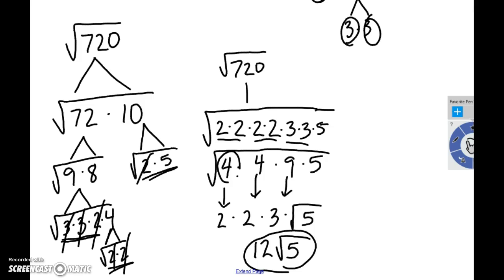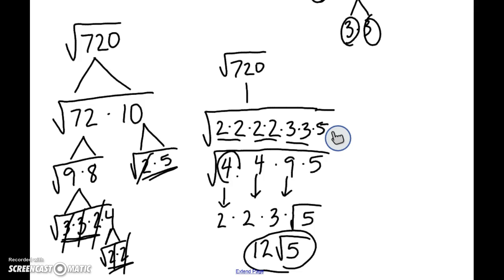My whole goal, prime factorization, was to get down to only prime numbers. Once I got that, I was able to break it down into perfect squares. So the square root of 4, the square root of 4, and the square root of 9. And I could not break down the square root of 5 because it was an imperfect square.